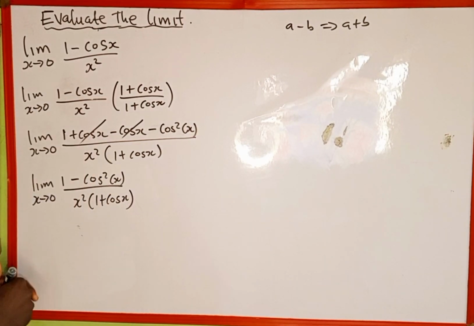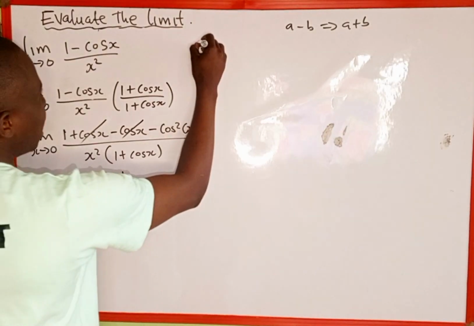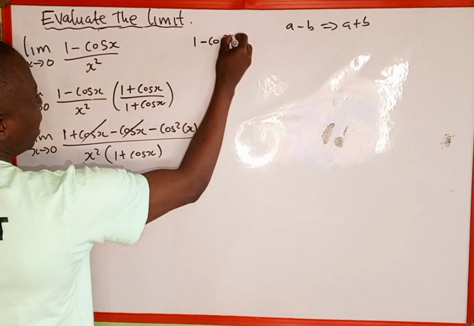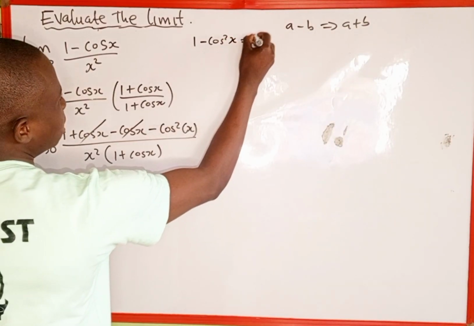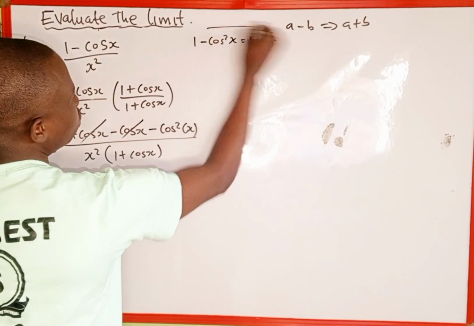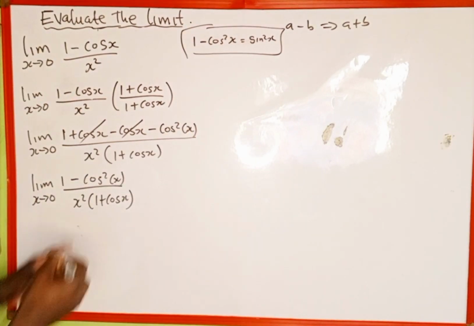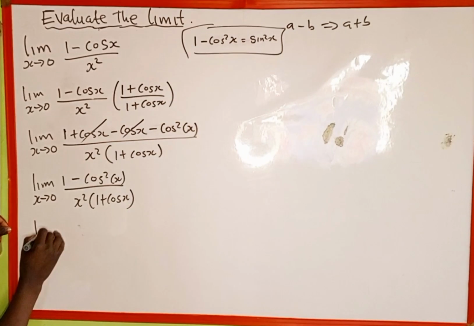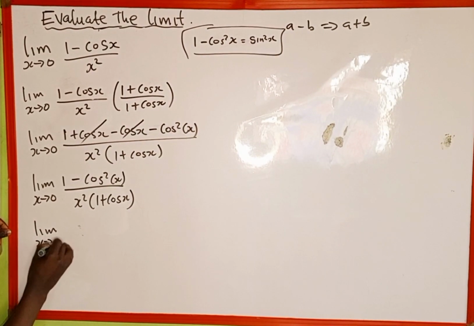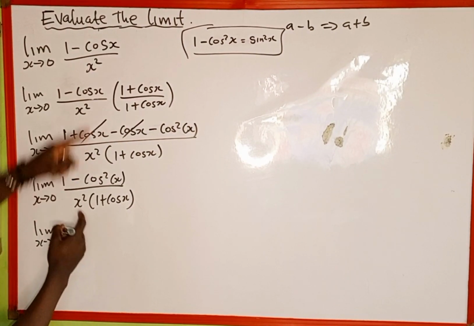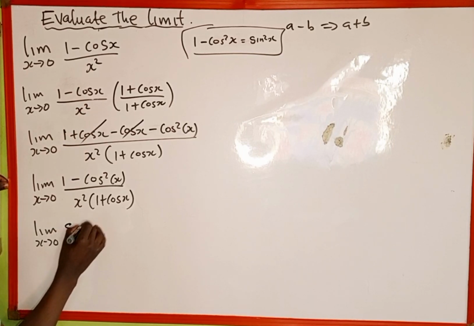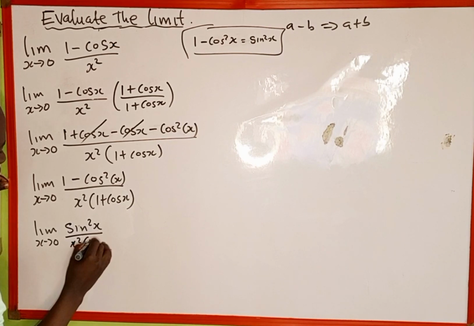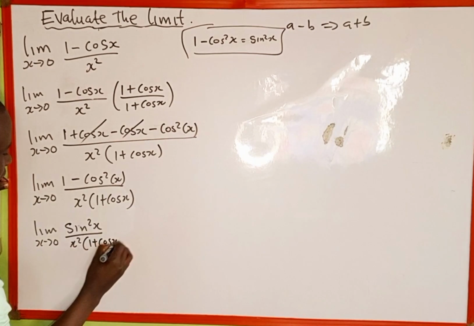So the next thing we are going to recall is trigonometry identity. Then we recall that 1 minus cos square x is the same as what? Sine square x, from trigonometry identity. So in place of 1 minus cos square x, we are going to replace sine square x. This is going to be what? Limit as x approaches 0, then in place of 1 minus cos square x is going to be sine square x. Then everything all over x squared into 1 plus cosine x.